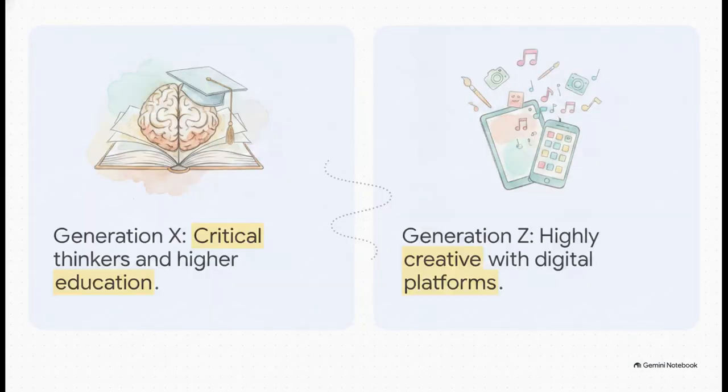Now, what's really fascinating is when we place Generation X and Generation Z side by side visually like this. Look at the contrast. Over on the left, we have Generation X, who rely heavily on critical thinking and traditional higher education. Then, over on the right, we have Generation Z, whose whole environment was shaped by rapid technological developments, making them incredibly creative with apps and digital platforms. When you see it laid out visually like this, it makes so much sense how a generation gap forms in a family, right? You are simply shaped by completely different historical environments.